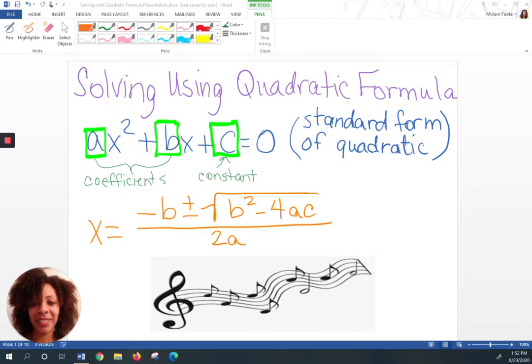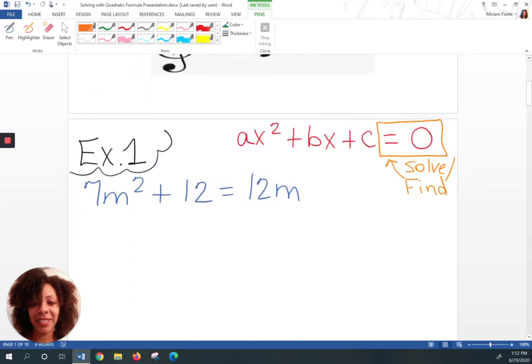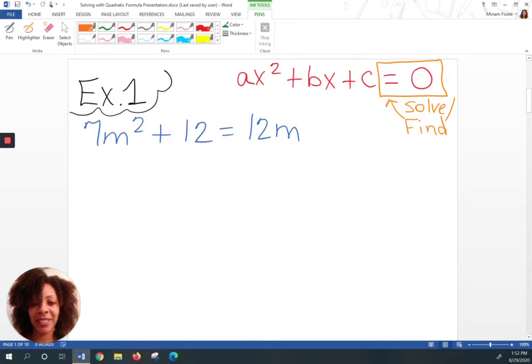Okay, so let's go and get into the first example. And again, you will notice this example does not have the equation written in standard form. So let's rearrange our terms to put it in an ax squared plus bx plus c equals 0 form. Do not drop off your equals 0.